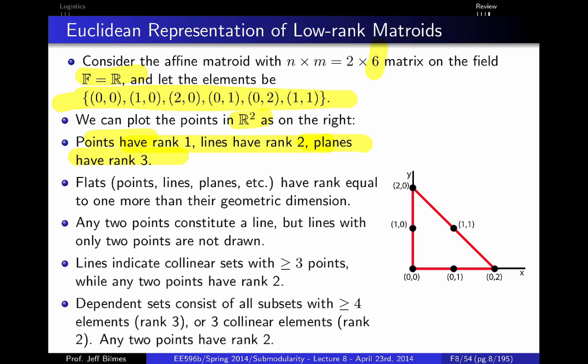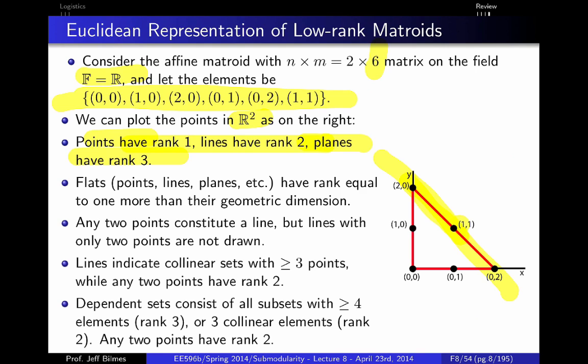And so what that means right away is that in this picture, the rank of this matroid is 3. The rank of the matroid designated here is 3. Okay? So that means that any individual point, like for example, if we were interested in the rank of that point, that would be rank 1. If we take the rank of these 2 points, that would be rank 2. If we take the rank of these 3 points, because they're collinear, that's still rank 2.